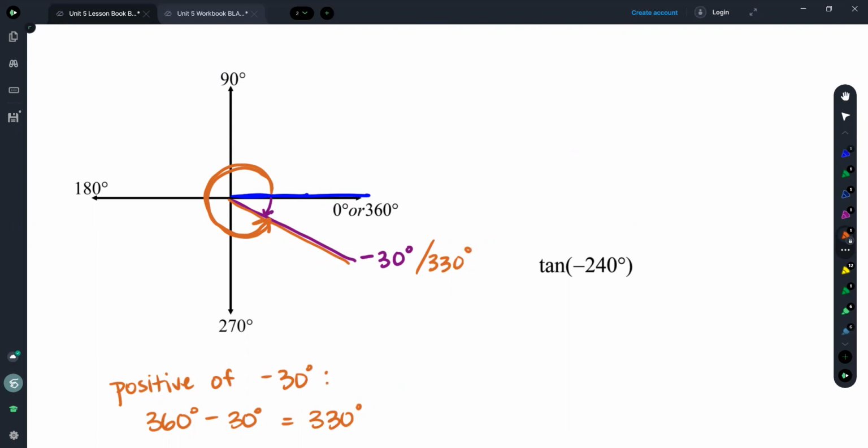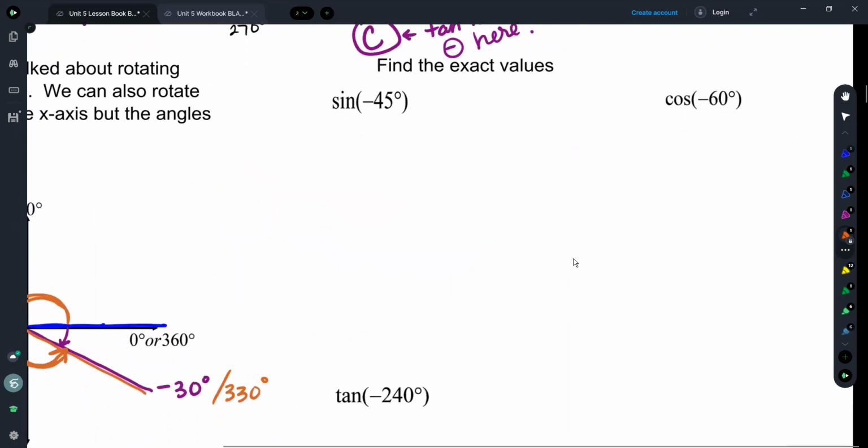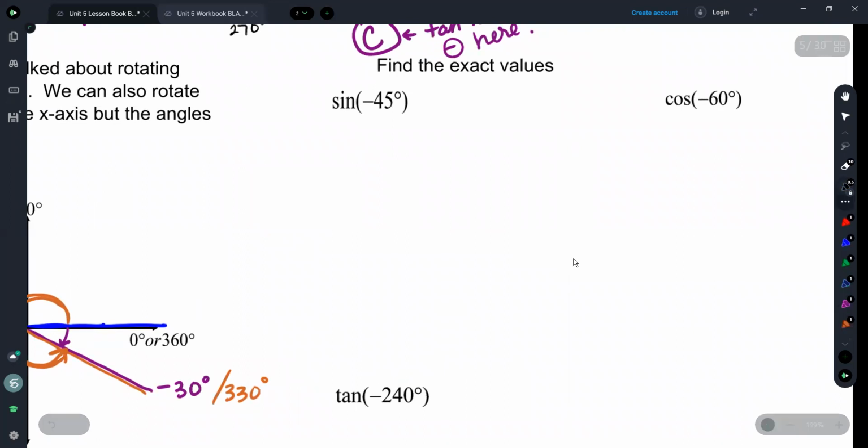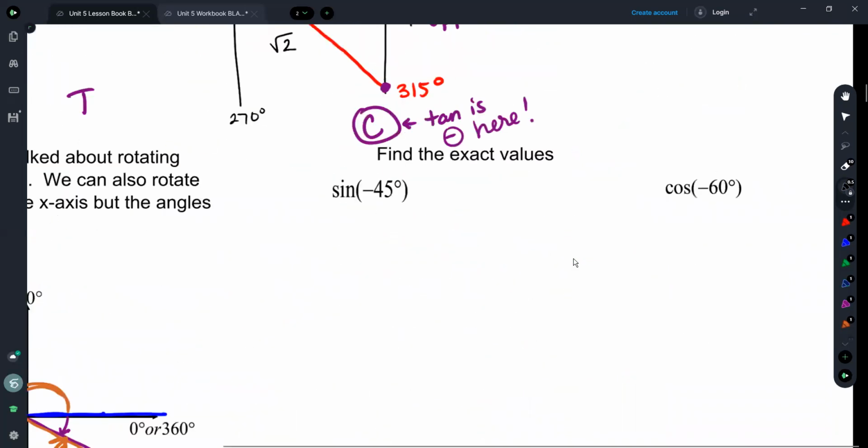Okay, so let's try that with these last two, or last three, I guess. Okay, well, actually, we're just going to do two. I'm going to erase that one.